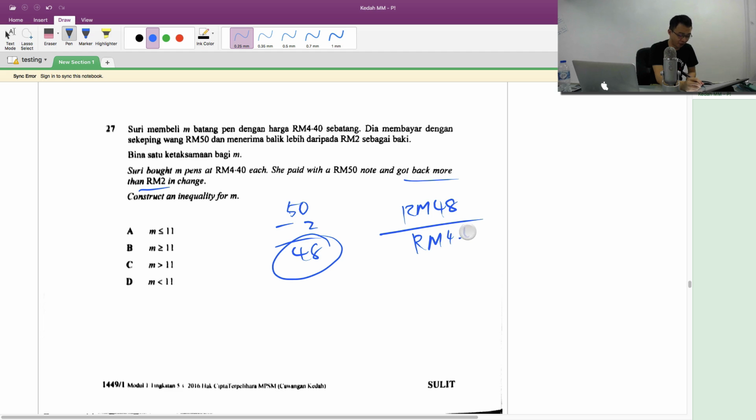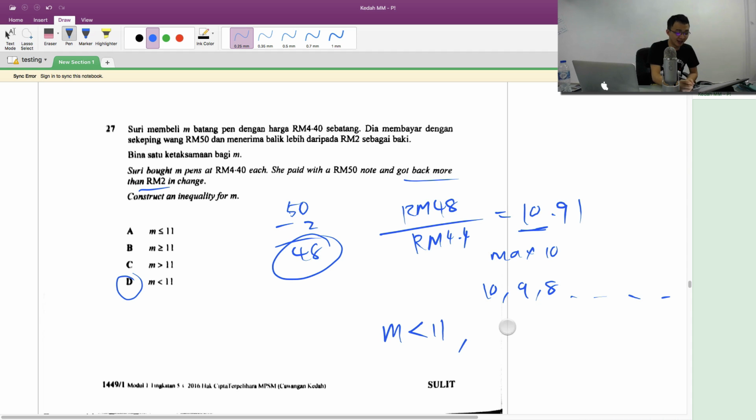Now I want to know how many books she can buy. So I divide by 4.4. I get 10.91. So that means it's impossible for her to buy 11 books, because the maximum she can buy is 10 books only. So if the maximum is 10, my number should be less than 11, should be 10, 9, 8 until infinity. So the only option that fulfills this condition is D, because D is m is less than 11. Alright, this is how I do that.